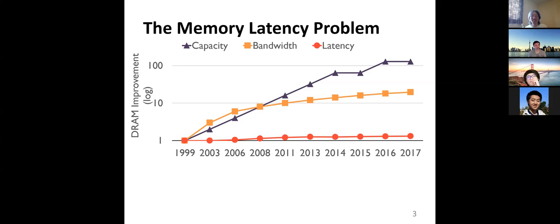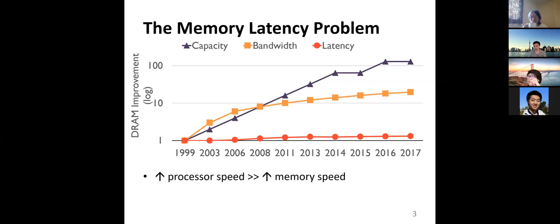So what does this mean? I get a lot of memory with some improvements in bandwidth and literally no improvement over time with latency. What does it mean? It means that over time, the memory latency becomes a bigger and bigger problem. So that means that I can't really supply it at a very low latency, right? So essentially the processor speed over that time was also going up pretty much exponentially, right? But the memory speed stays the same.